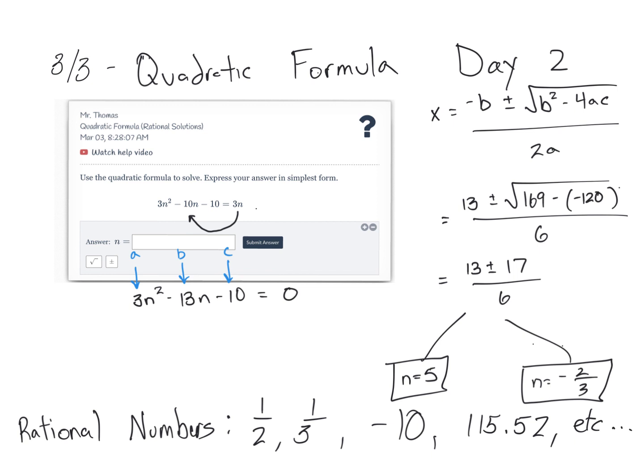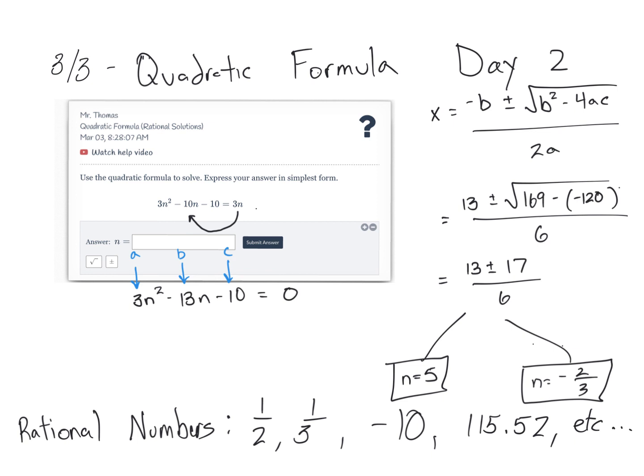Rational numbers. What are rational numbers? 1/2's a rational number. 1/3's a rational number. Negative 10, 115.52, etc. Well, what's special about these numbers? The idea is all those numbers can be written as a fraction, as a ratio. 1/3, even 115, like negative 10, can be written as a fraction. How? Just put a 1 underneath it. But it's not as simple as that.